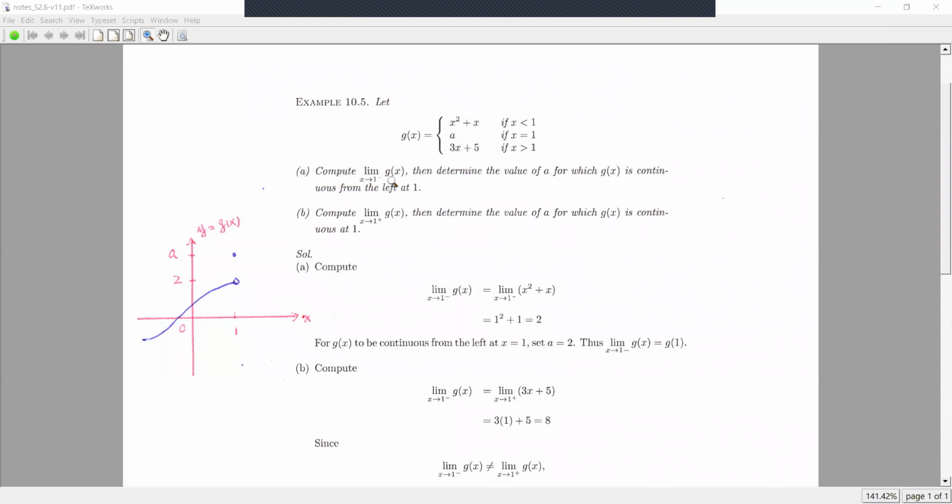Compute the left-hand side limit at 1. Then determine the value of A for which the function is continuous from the left side at 1. B. Compute the right-hand side limit at 1, then determine the value of A for which the function is continuous at 1.